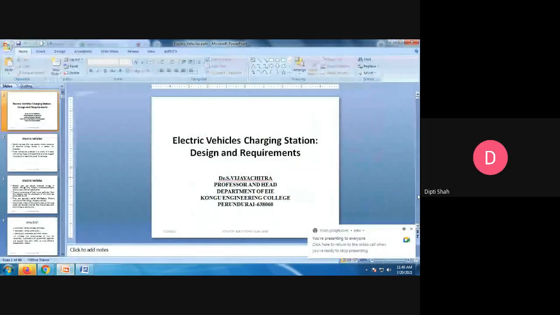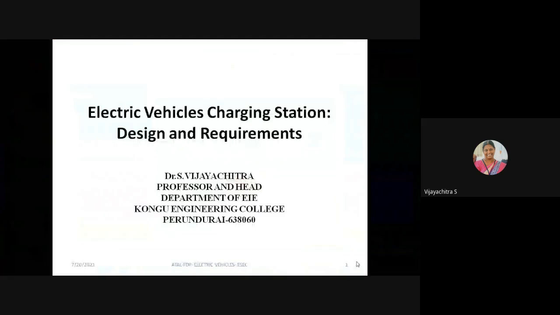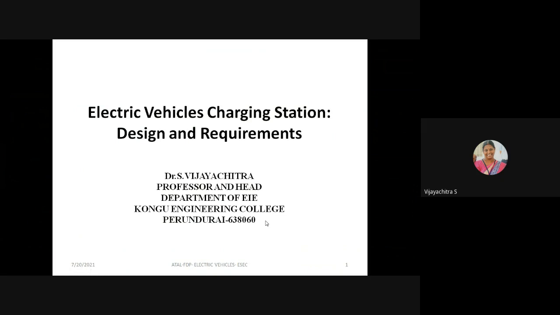Thank you for her response. Okay, Shyamala madam has given the topics. I hope you all have the session schedule. So I have consolidated the title as Electric Vehicles Charging Station Design and Requirements.